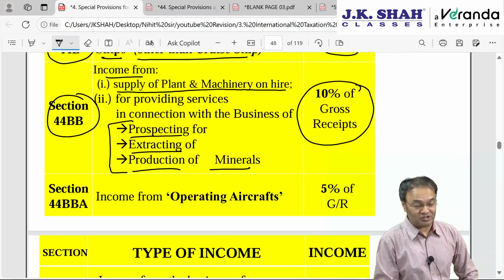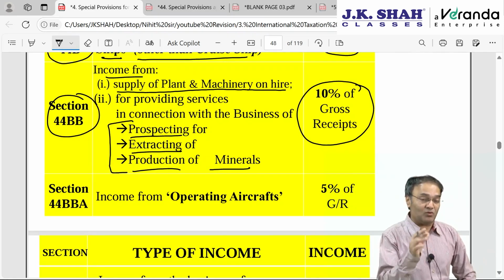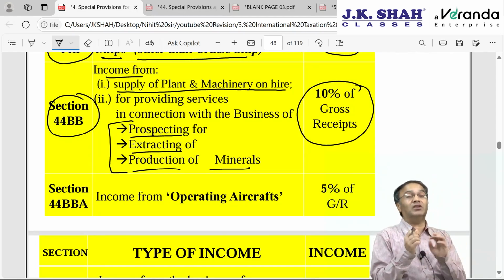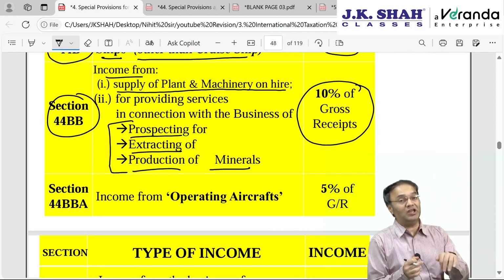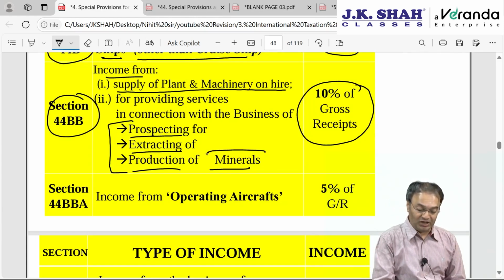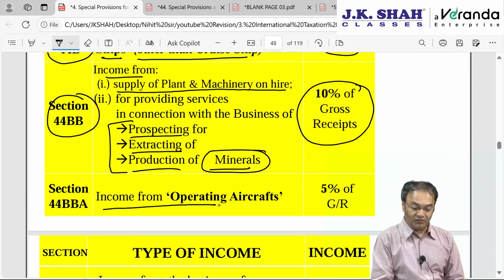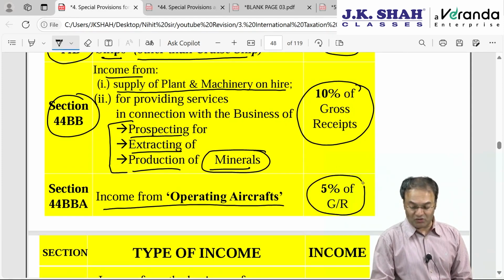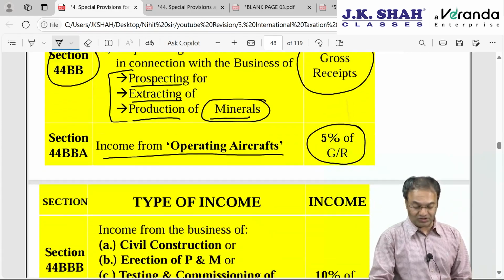Prospecting for means searching for. Extraction means once found, they have to dig deeper into the ground, and the officers will, with the help of machinery, do a lot of digging around 2-3 kilometers underground, and they will extract whatever possible, mainly mineral oil. 44BBA, business of operating aircraft. Here income would be deemed to be 5% of gross receipts attributable to Indian operations.